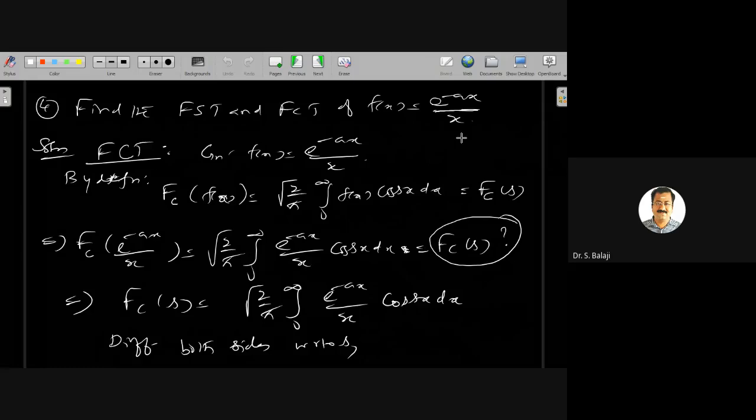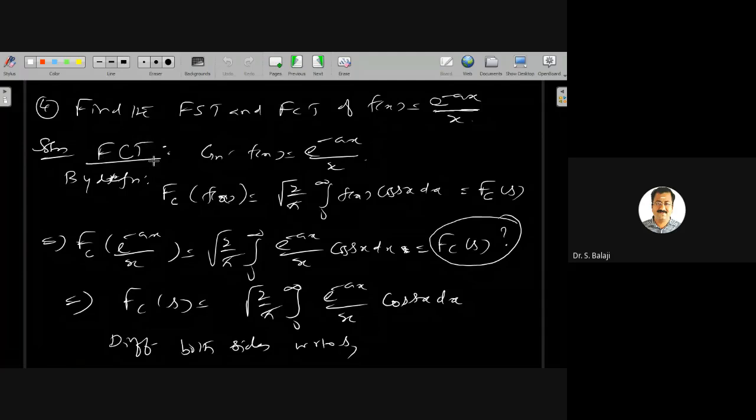Take another problem. Find the Fourier sine transform and Fourier cosine transform of f of x equal to e power minus ax by x. Here f of x is e power minus ax by x.